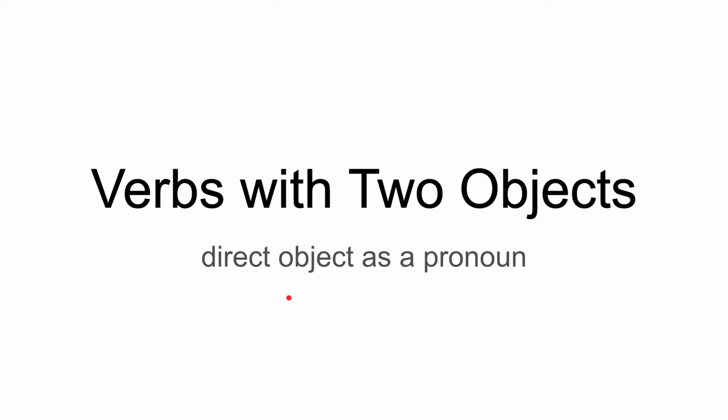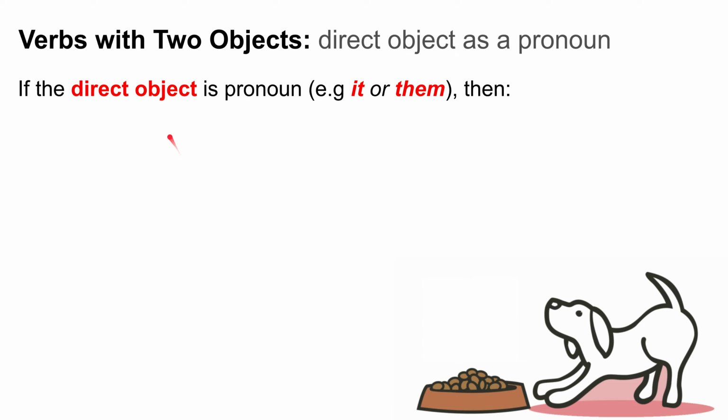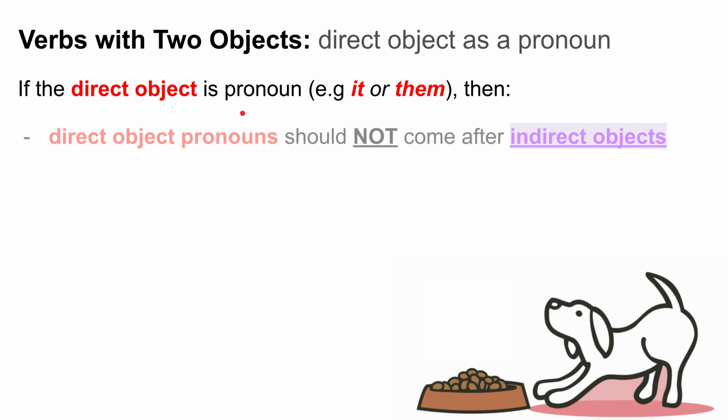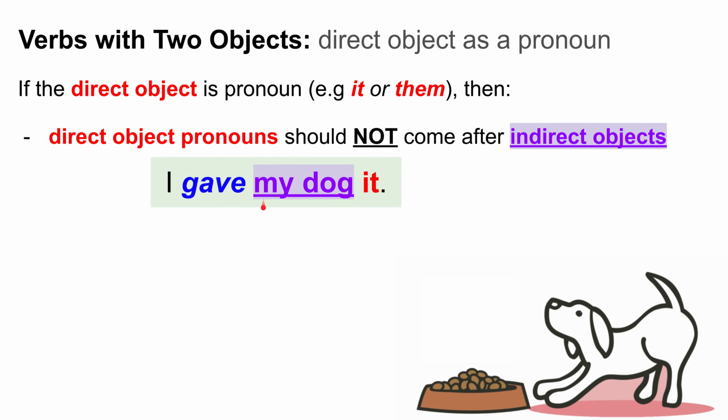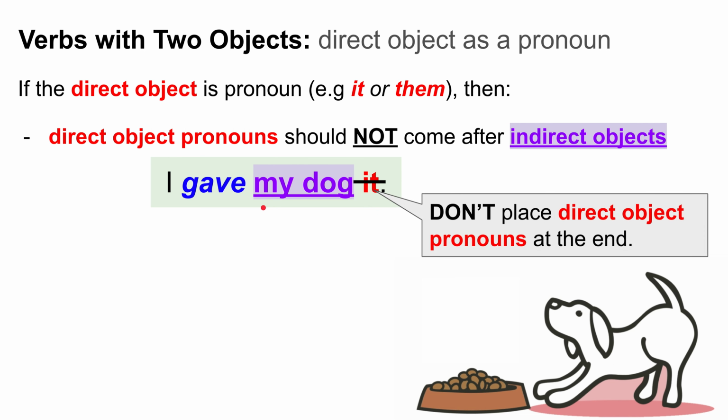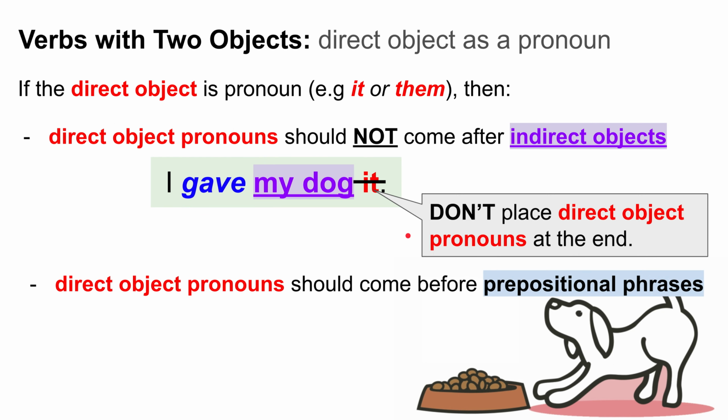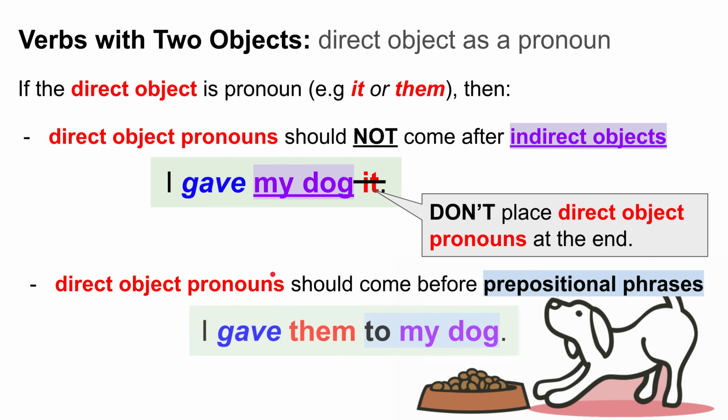Let's look now at direct object as a pronoun. If the direct object is a pronoun, then the direct object pronouns should not come after indirect objects. So I gave my dog it. This is not correct. Don't place direct object pronouns at the end. Instead, direct object pronouns should come before prepositional phrases. For example, I gave them to my dog. So we don't want to say I gave my dog it. Instead, I want to say I gave them or it to my dog.